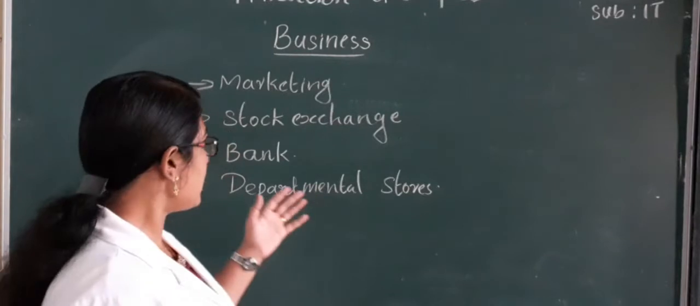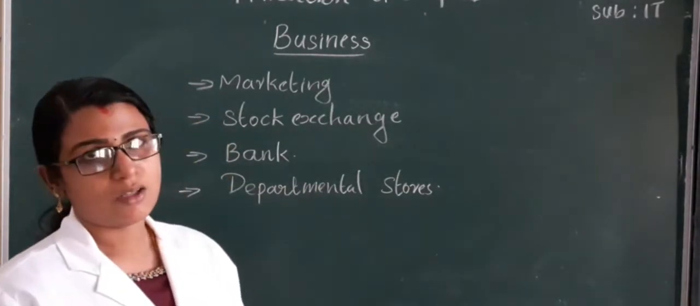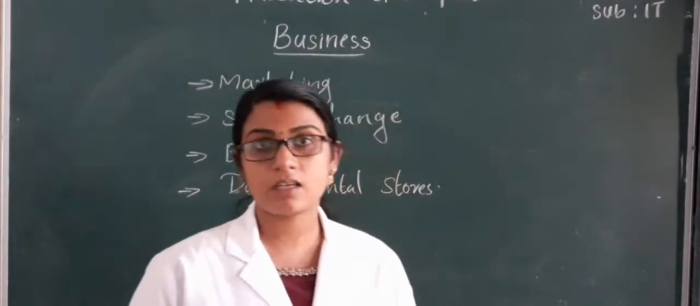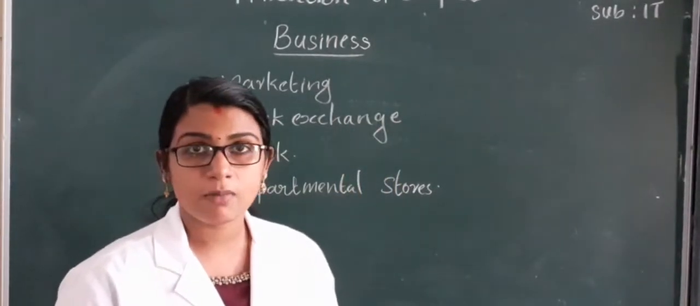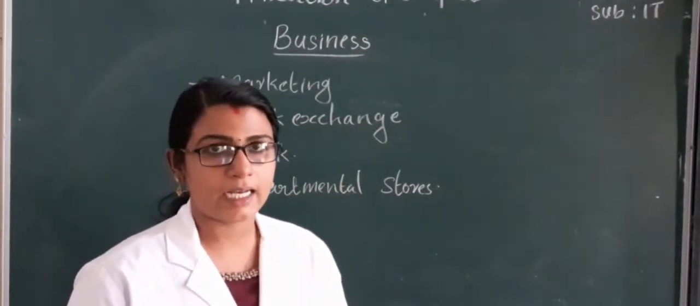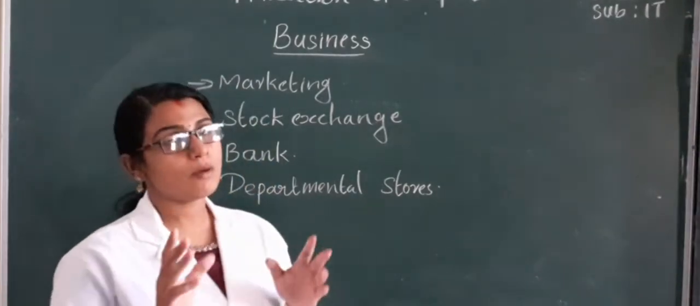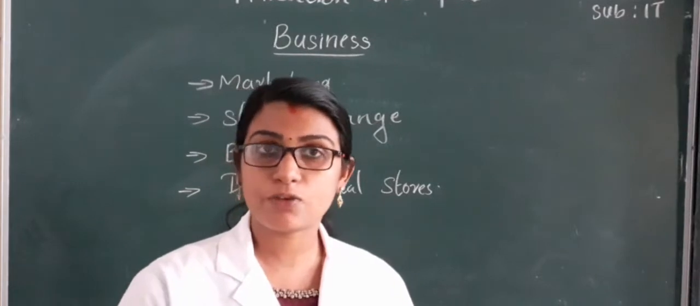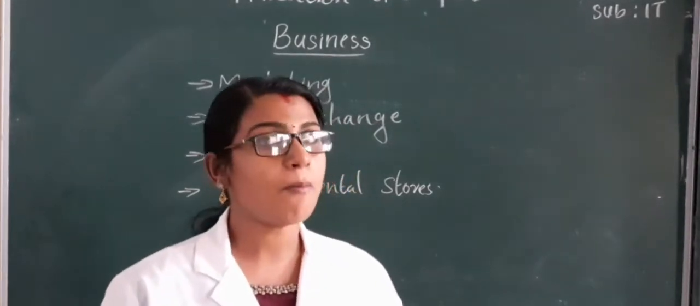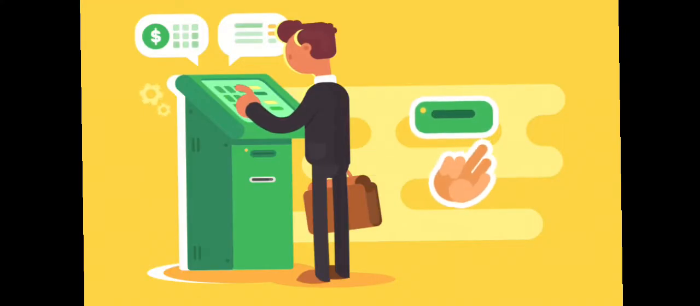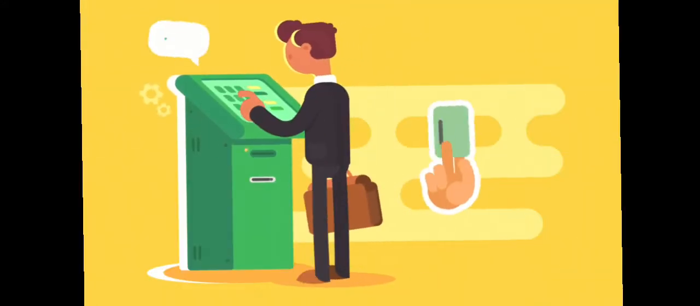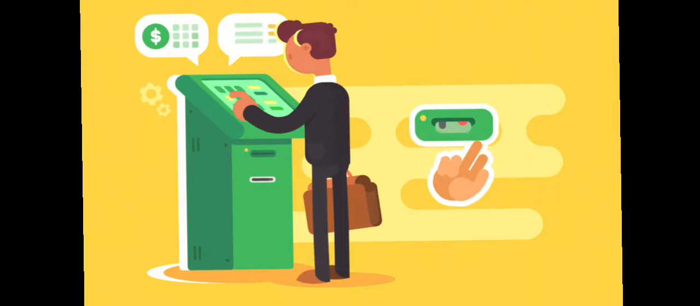Then the next is the bank. We know that we all are using ATMs. What is the expanded form of ATM? Yes, automated teller machine. The automated teller machine is used by customers or consumers to withdraw their cash from the bank. They can transfer money to other accounts and can pay their utility bills online using computers.